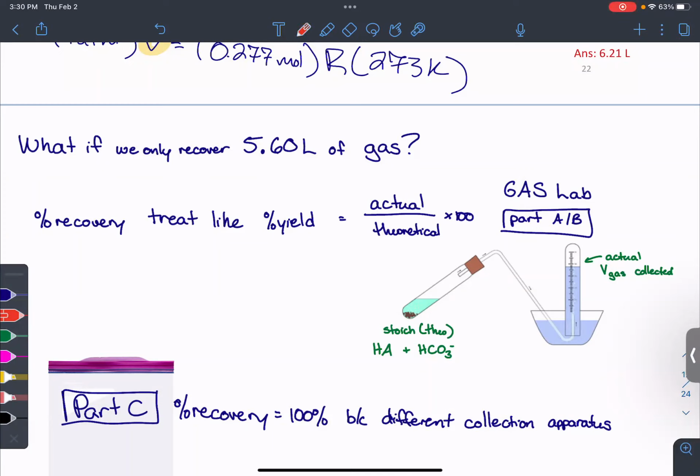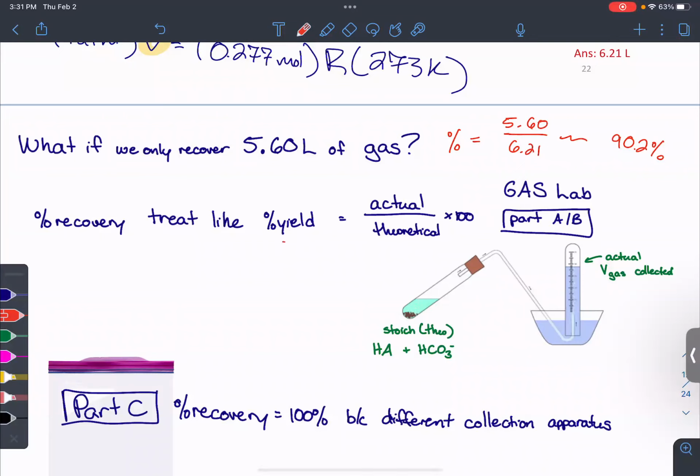So we could then go and think, okay, the percent yield will be 5.60 over 6.21 liters. And we'll get, oh, okay, I was only about 90% good enough to recover. Like I could only recover 90% of it. So this is what percent recovery is. Just think about it like percent yield. What you actually get versus what you calculate you should get. Because that language in the lab manual confuses students, but then I just tell them think percent yield and they go, oh, okay. And then it makes sense.